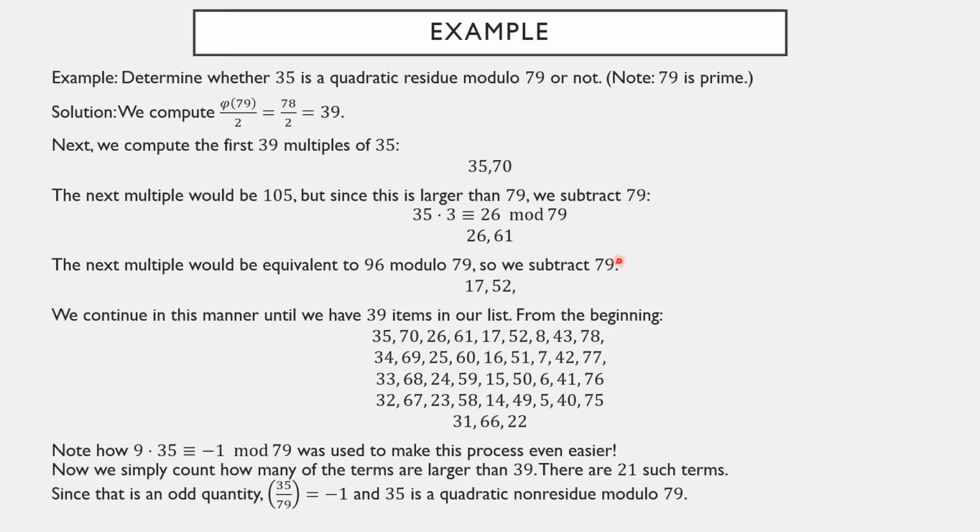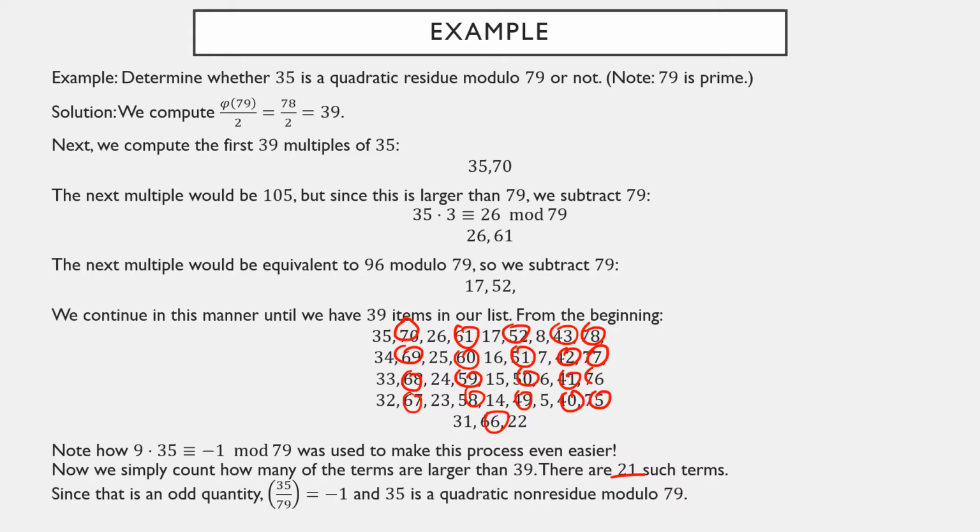But overall, in this list of remainders, I ask how many of them are larger than 39. If we count that up, I'm just looking for bigger than 39. One, 2, 3, 4, 5, 6, 7, 8, 9, 10, 11, 12, 13, 14, 15, 16, 17, 18, 19, 20, 21. There are 21 terms that are bigger than 39, and therefore the Legendre symbol (35/79) is -1 because there was an odd quantity. So 35 is not a quadratic residue modulo 79.